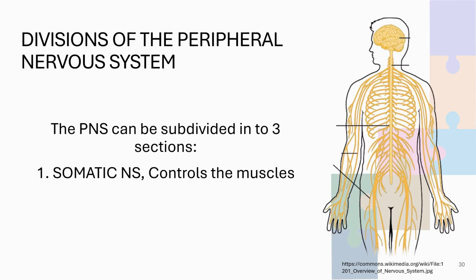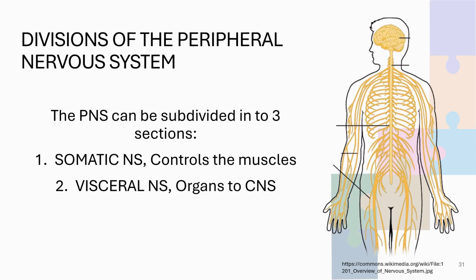The first up is what we call the somatic nervous system. Soma, if you look at our previous video in this unit, refers to the body, and it controls the muscles. So when you hear that term somatic nervous system, think about all the things that go out to your muscles and control those muscles.